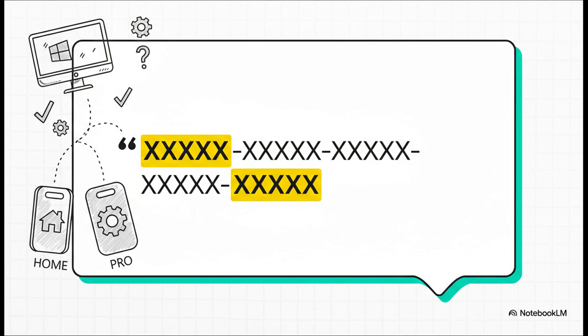Now, here's the crucial part, so listen up. You have to make sure the key you have matches the version of Windows you installed. A key for Windows Home isn't going to work on a Pro installation, and vice versa. That trips a lot of people up.